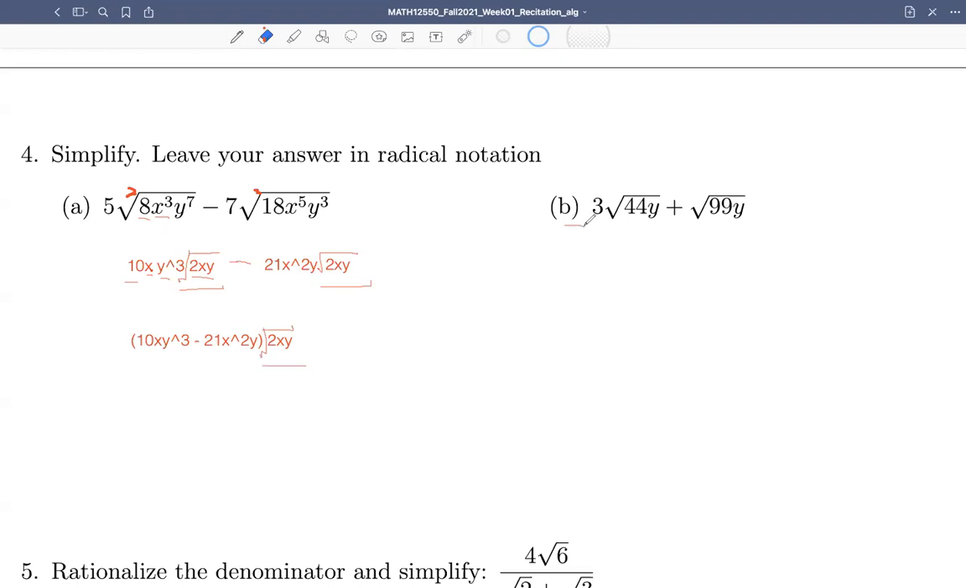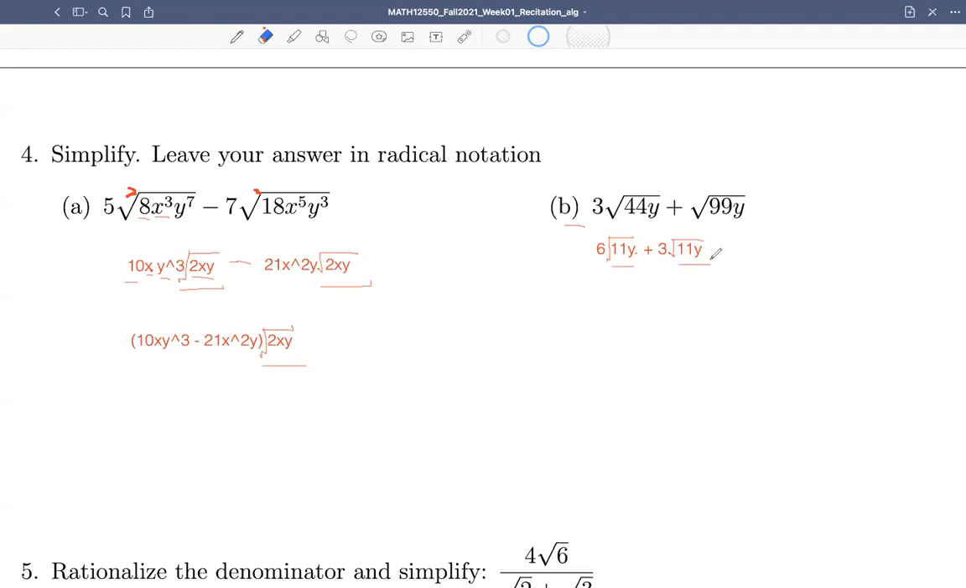For B, similarly, we want to simplify the radicals, then to see if we have like radicals. Square root of 44 is square root of 4 times square root of 11. Square root of 4 is 2. 2 times 3, that's 6. So we get a 6 square root of 11y. Similarly, square root of 9 times square root of 11y, which is 3 radical 11y. Let me put the radicals in. 6 radical 11y, 3 radical 11y.